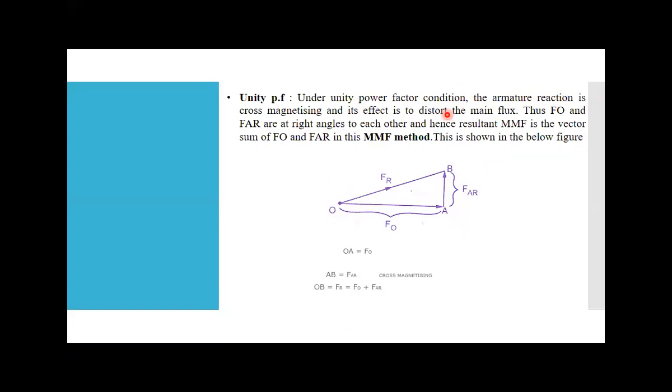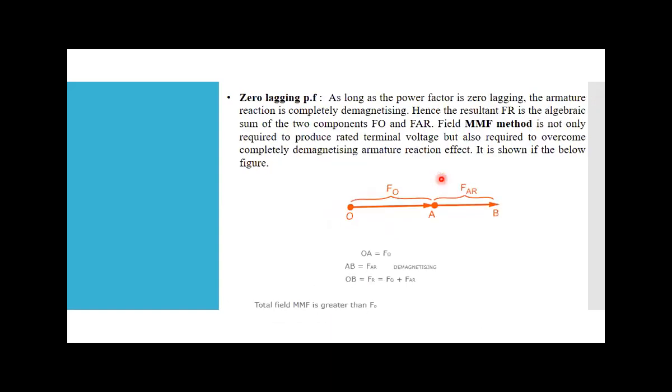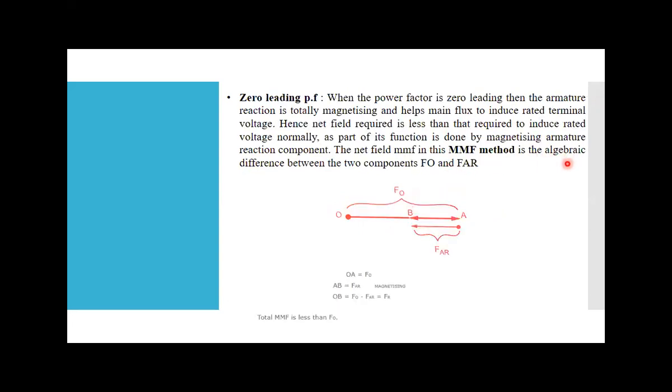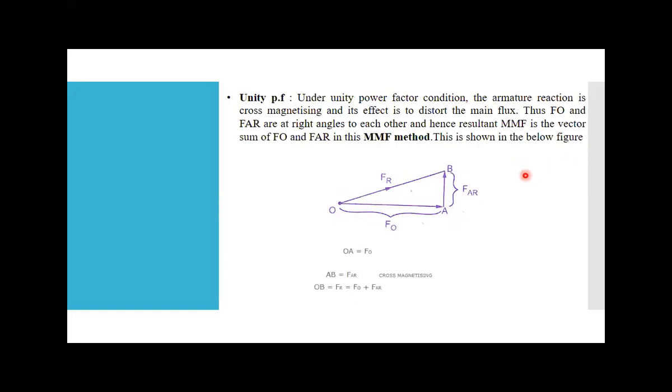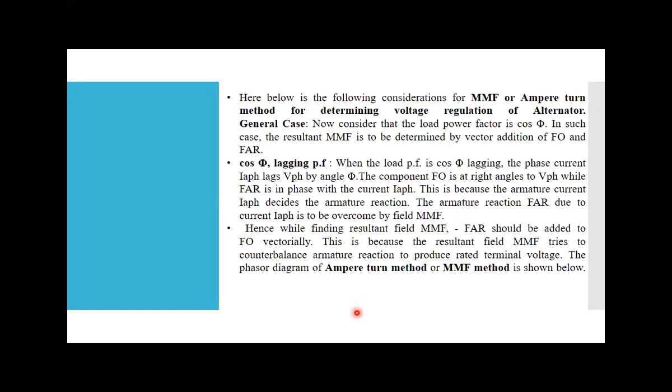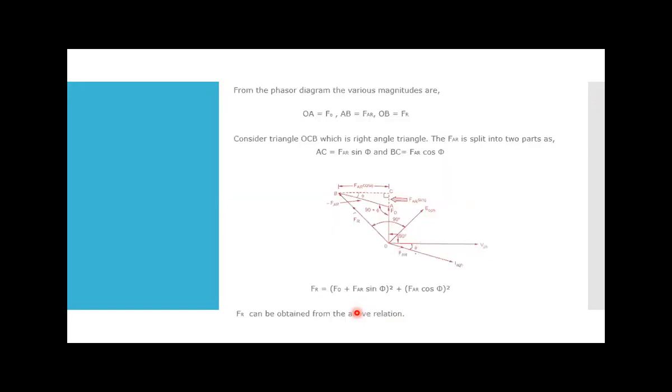So FO and FAR are at right angles. This is my FO, this is my FAR. So I have to take the vector sum instead of the algebraic sum. In lagging and leading, I have to do the algebraic sum, but here I have to do the vector sum. So this is the effect of load, or you can say power factor, on the MMF method. We have to actually draw this vector diagram or phasor diagram.